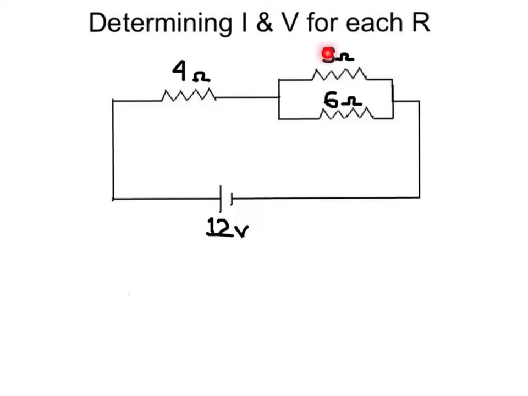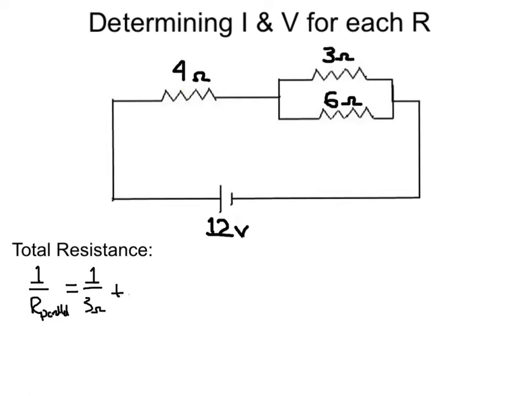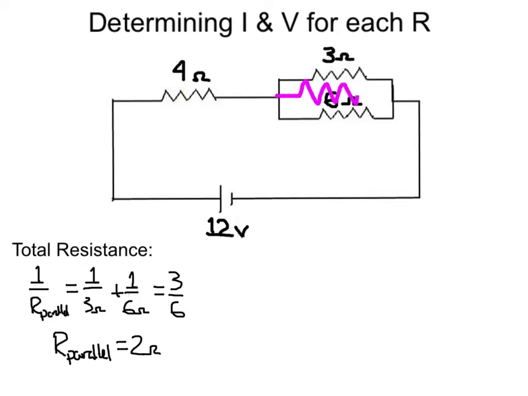So let's combine our 3 and 6 ohm resistors in parallel and add them to our 4 ohm in series. So for the two in parallel, let's do 1 over R parallel, which is just adding the inverses, which is going to be 1 over 3 ohms plus 1 over 6 ohms. And if we do common denominator on this, we'll get 3/6 equal to 1 over R. So hence the equivalent resistance for those two resistors in parallel will be 2 ohms. So this is now like our 3 ohm and 6 ohm resistors in parallel are one resistor of 2 ohms that is in series with this 4 ohm resistor.